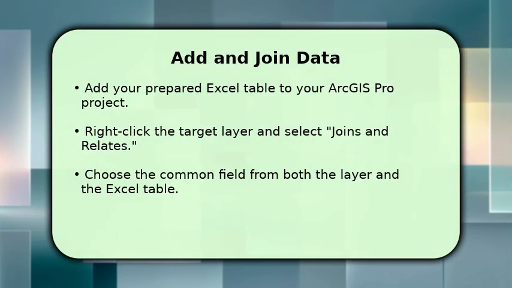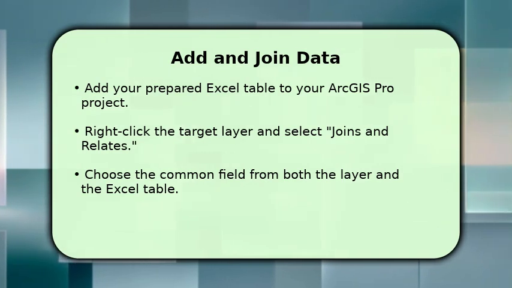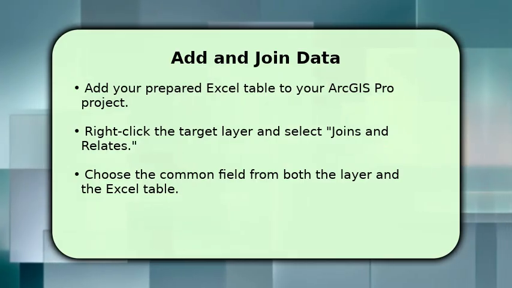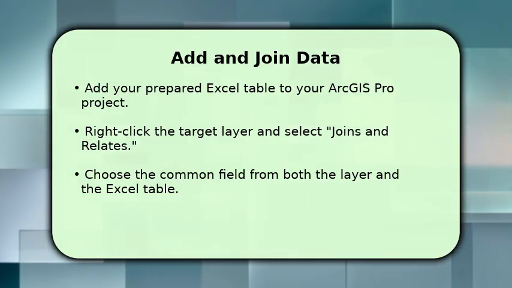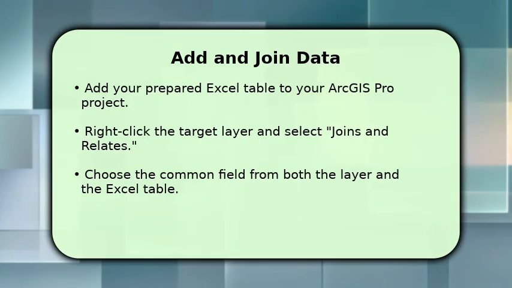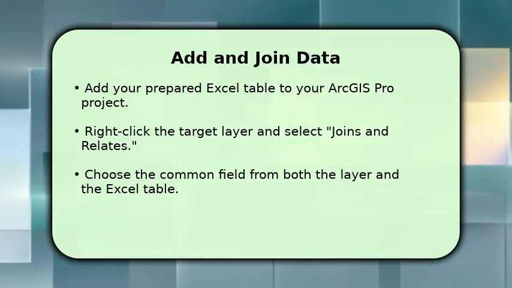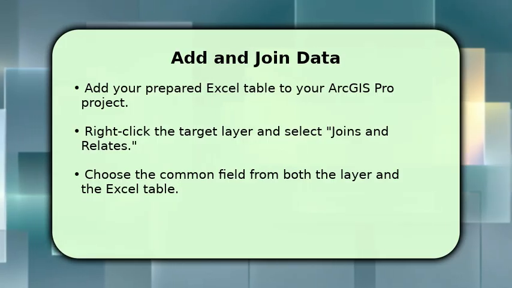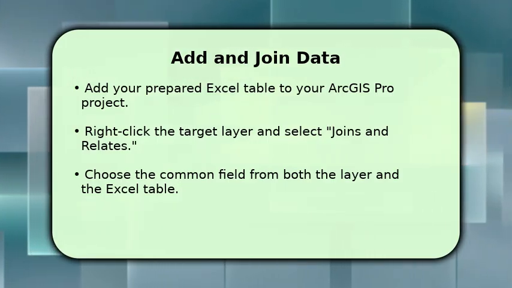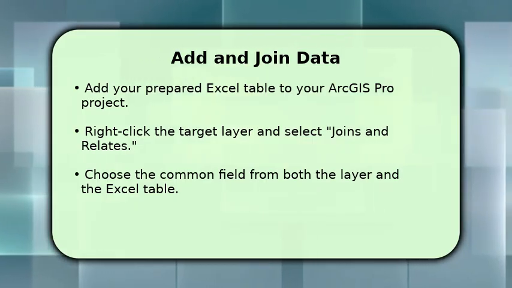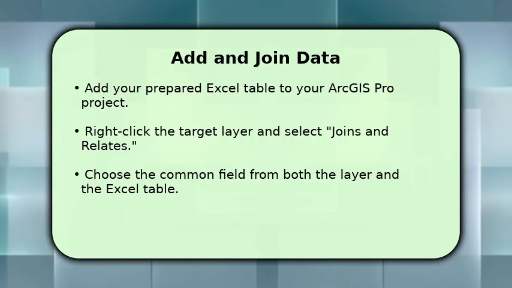Now, let's add your data to ArcGIS Pro. First, add your prepared Excel table to your project. Next, right-click on the spatial layer you wish to join the Excel data to and select Joins and Relates, then add Join. You will then specify the common field from your spatial layer and the corresponding field from your Excel table. ArcGIS Pro will guide you through the process, allowing you to validate the join before finalizing it.